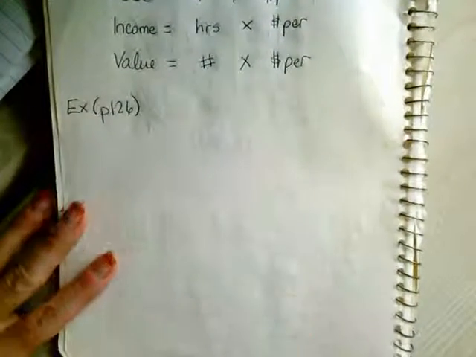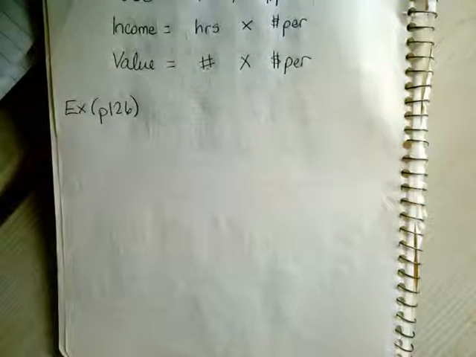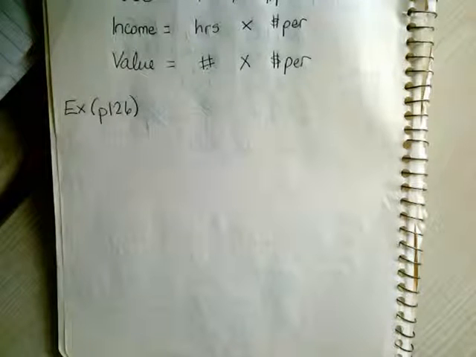Senior class play. How fun. Tickets for the senior class play are $6 for adults, $3 for students. A total of 846 tickets, worth or totaling $3,846, were sold. How many student tickets were sold?